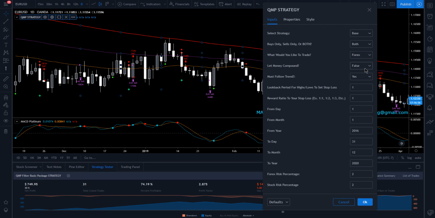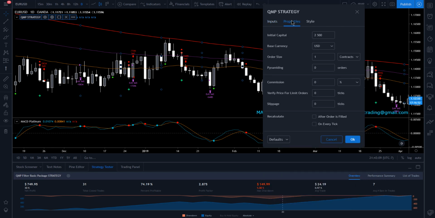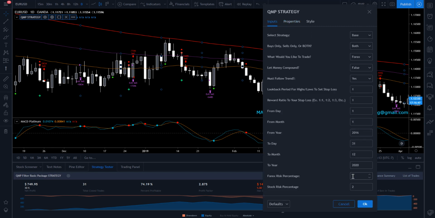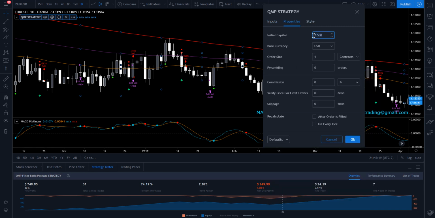Let the money compound is defaulted to false. This just means that every single trade that you make, according to my programming, is based on risk. So I do a 2% risk on Forex. If you selected stock, it would be this one that you would fill out based on your initial capital. So if you said no or false to your money compounding, 2% of $2,500 is automatically programmed in the value of the pips for this currency every single trade for as long as you're doing the strategy.